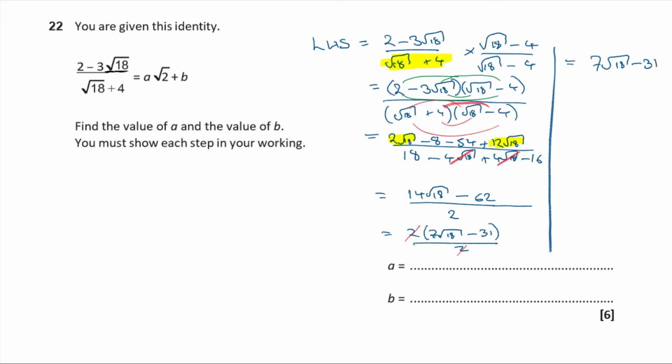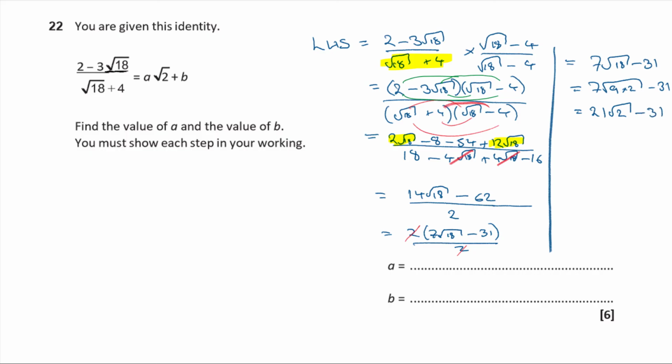Okay, so we're almost there. We're almost in the form a root 2 plus b, except I've got a root 18 and not a root 2. But you can see that 18 is 9 times 2, so I could rewrite that as 7 lots of root 9 times 2 under the root symbol minus 31. And so then I can take the 9 out. Root of 9 is 3, and combine it with the 7, so that makes 21 root 2 minus 31.